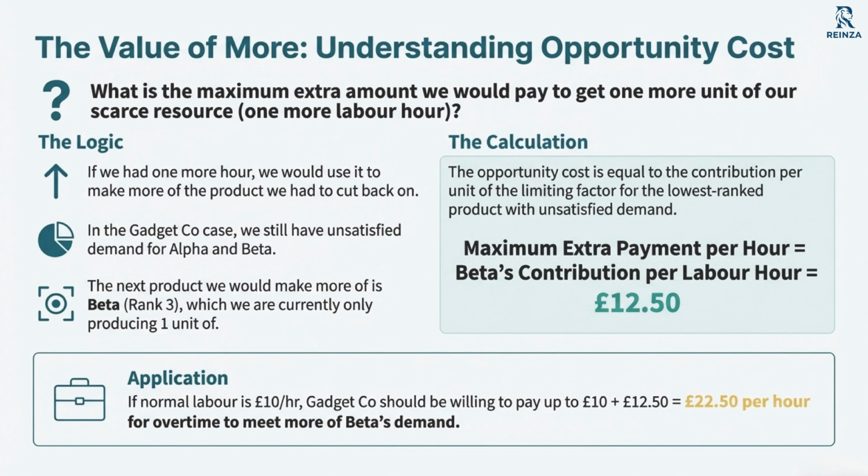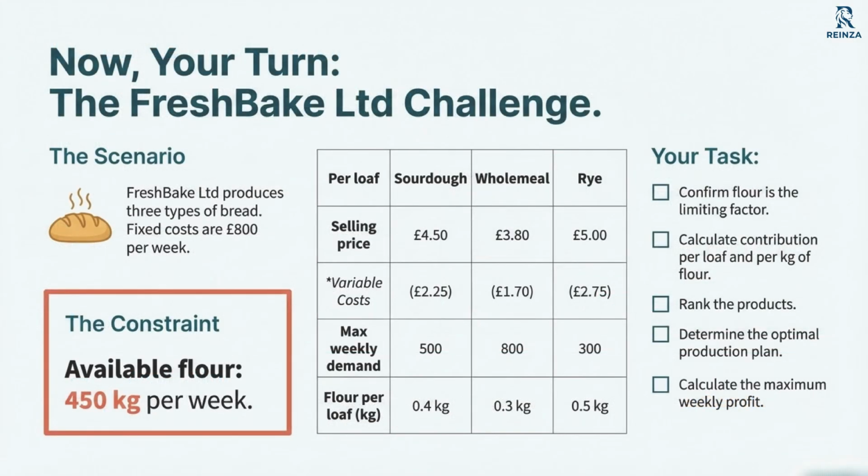Exam tip: when calculating opportunity cost, always use the lowest ranked product that has unsatisfied demand. Do not use the highest ranked product. This is a common mistake that costs students marks. Now, I want you to practice applying the ICRRA system with a different scenario.